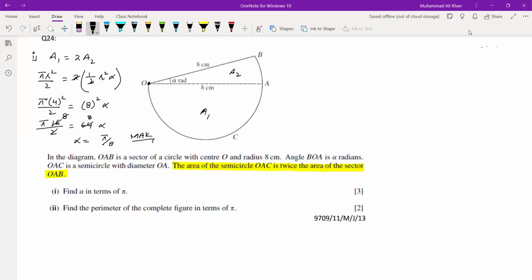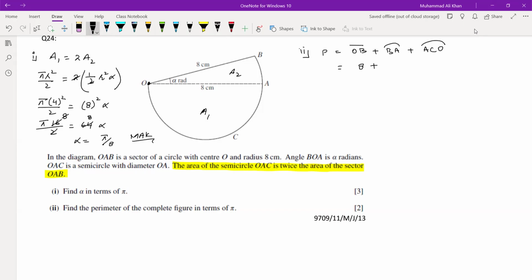After that, now find the perimeter of the complete figure in terms of pi. First of all, for perimeter, we have to write all the outlines. So the perimeter is equal to OB, straight line, BA, curve, ACO, curve. What is OB, everyone? 8.